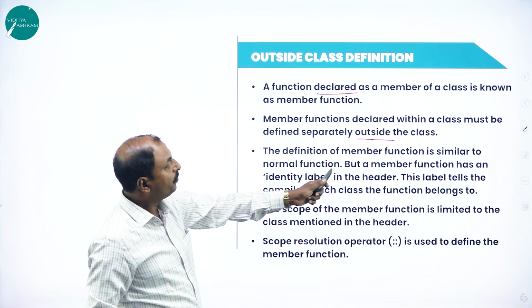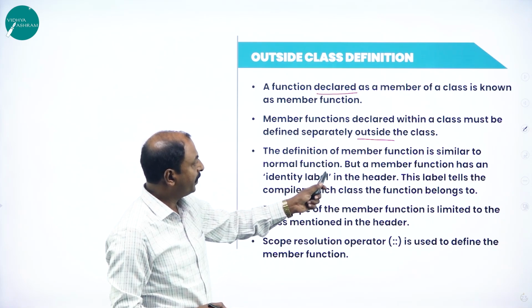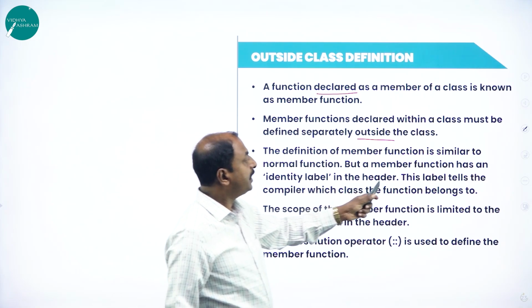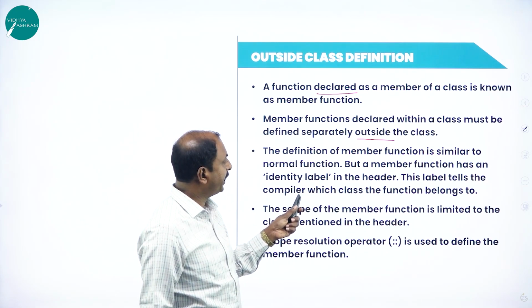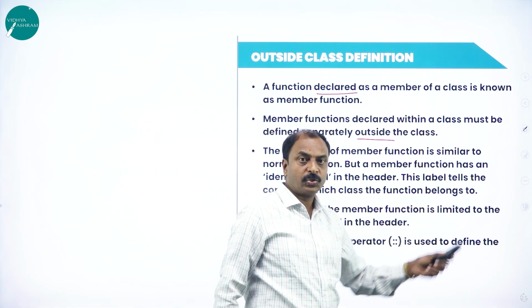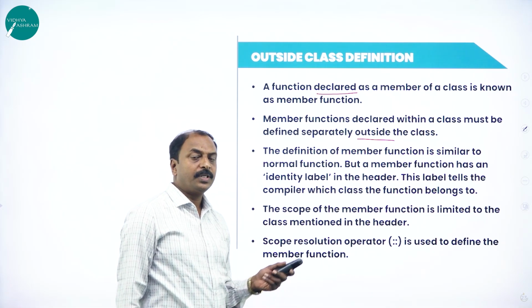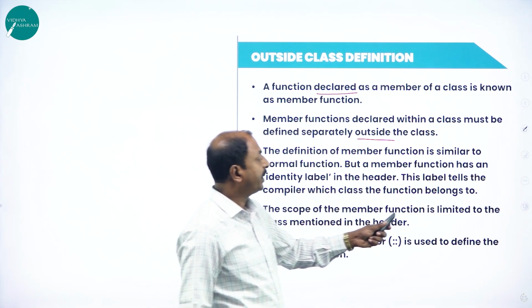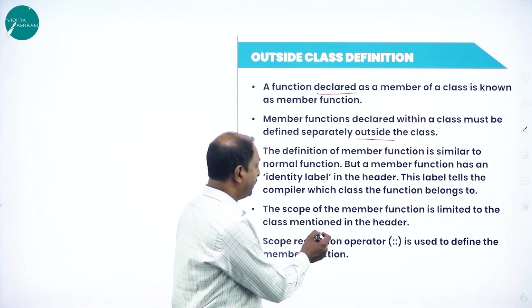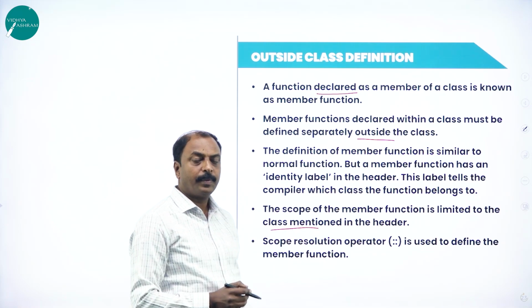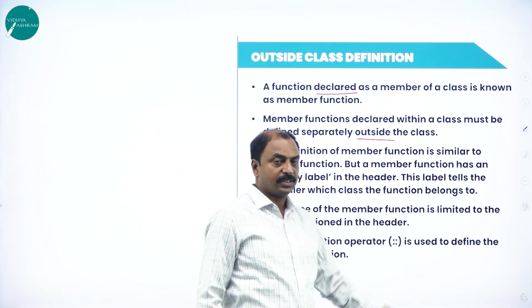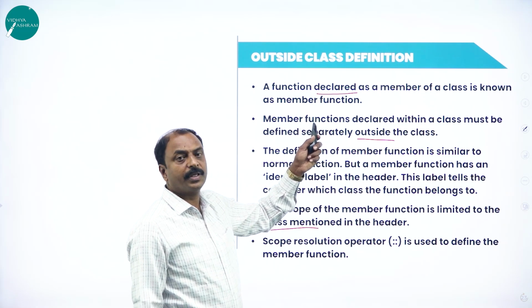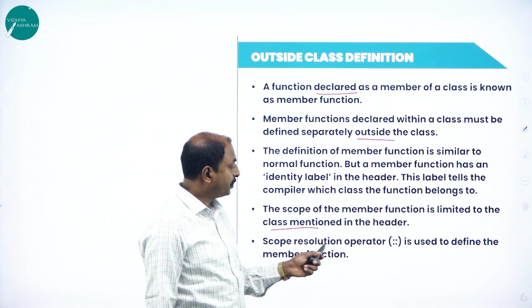Now the definition of a member function is similar to a normal function, but a member function has an identity label in the header. This label tells the compiler which class the function belongs to. Here, if you follow the syntax, it is possible for us to access these members, and the scope of the member function is limited to the class mentioned in the header. The scope is nothing but the life of the member function, which is defined outside the class, restricted to the particular function. Next one is the scope resolution operator.